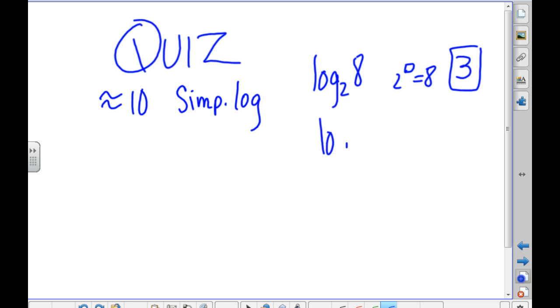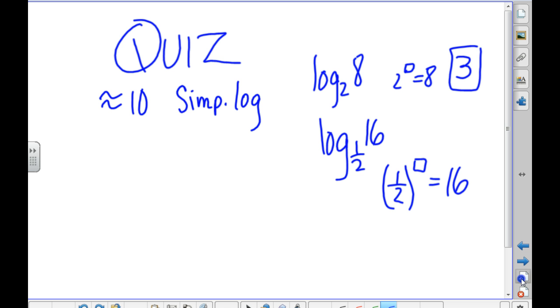Okay? This would be about as ugly as it would get. That's kind of ugly. 1/2 to what power becomes 16? It's going to be negative. Or you can take the log of both sides. You don't have a calculator. Oh, yeah, no calculator. Don't talk that way. Out loud in my head.